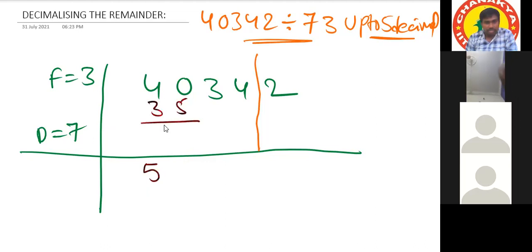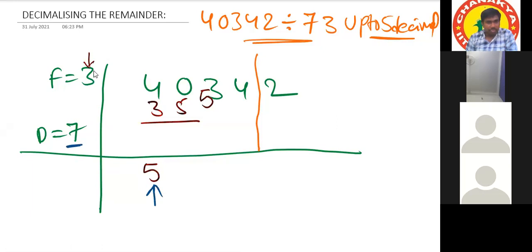35, and the remainder is 5. Write it before the next digit. Now this number becomes 53. So after the 5, the quotient multiplication with the divisor is over. Next we have to multiply with the flag.